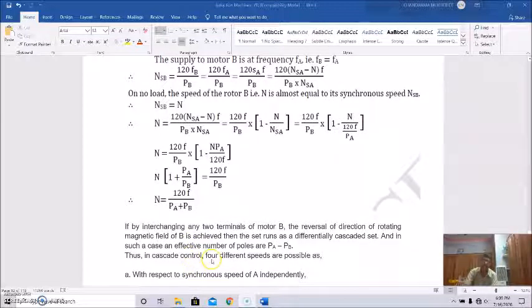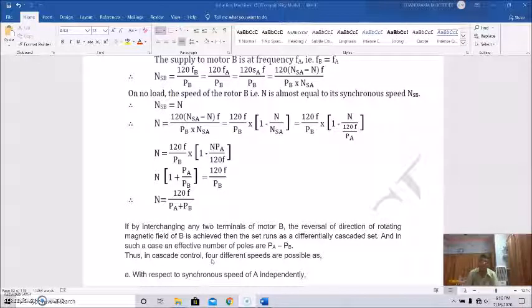Now, by interchanging the two terminals of the auxiliary motor B, the direction of the rotating magnetic field of B is reversed. Then the set runs as a differentially cascaded set, and in such a case the effective number of poles is just the difference of the poles of the main motor and the auxiliary motor, that is Pa - Pb. This is achieved by rotating the auxiliary motor B in the reverse direction, which is possible only by interchanging two terminals of the stator winding of motor B.